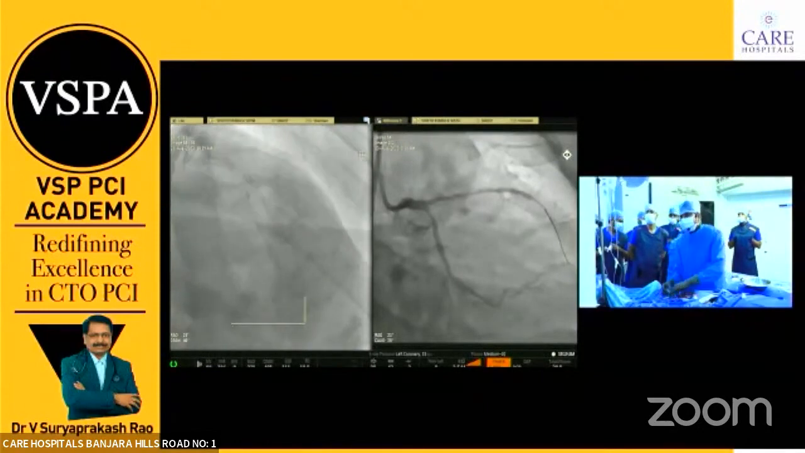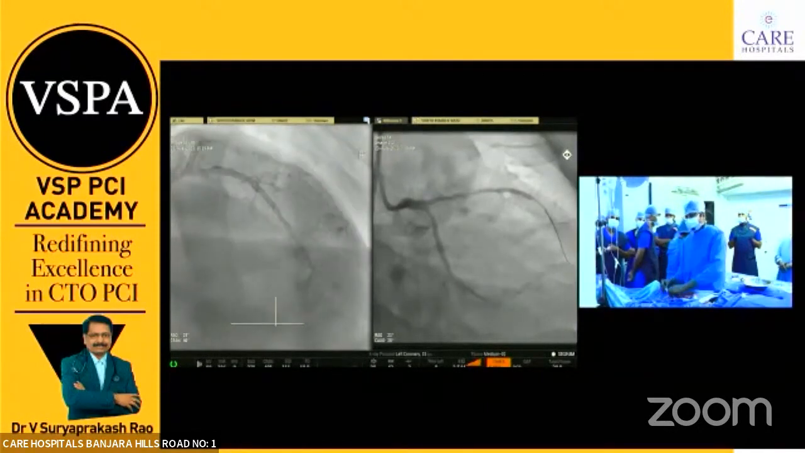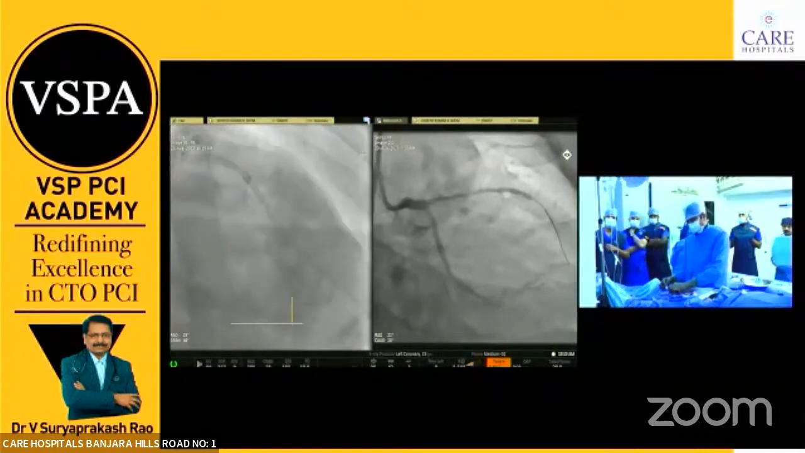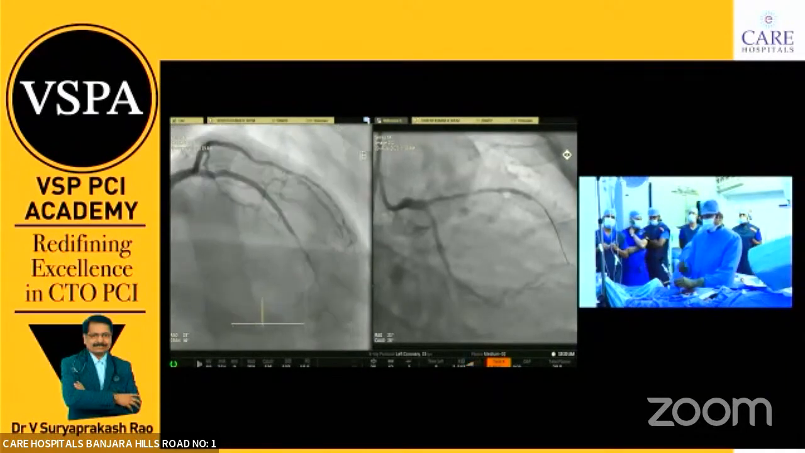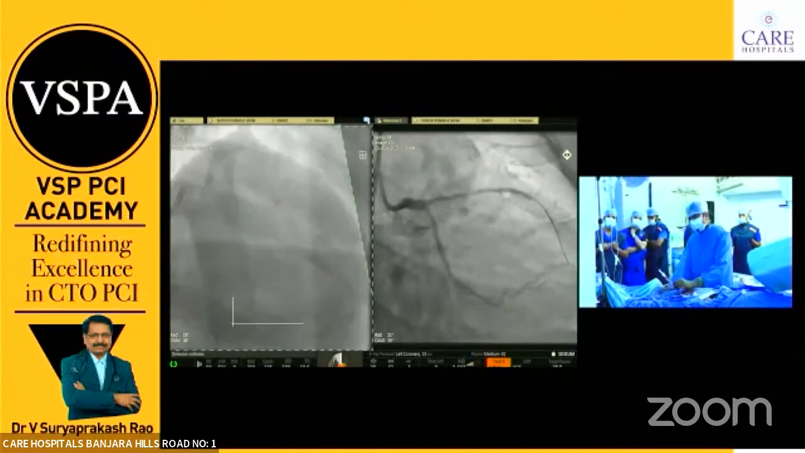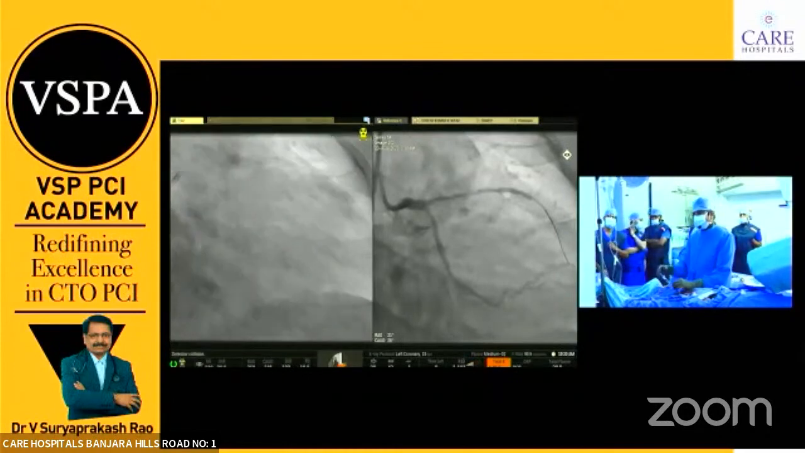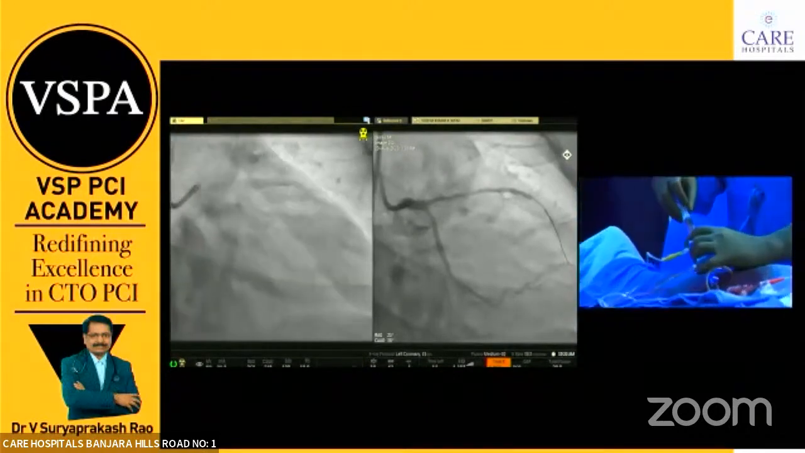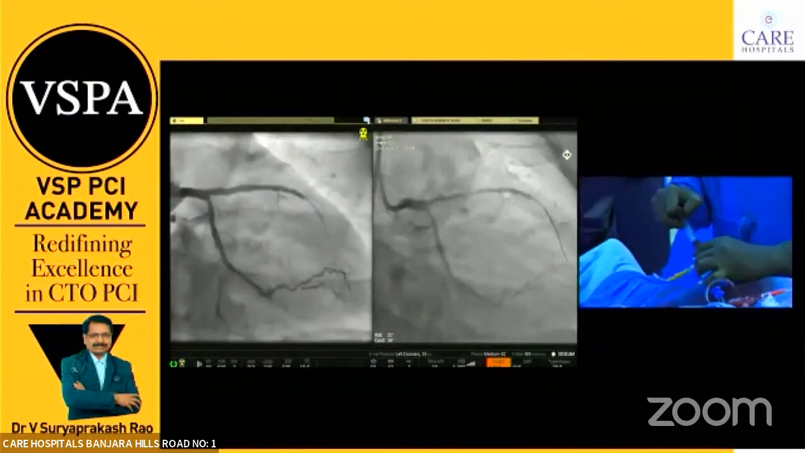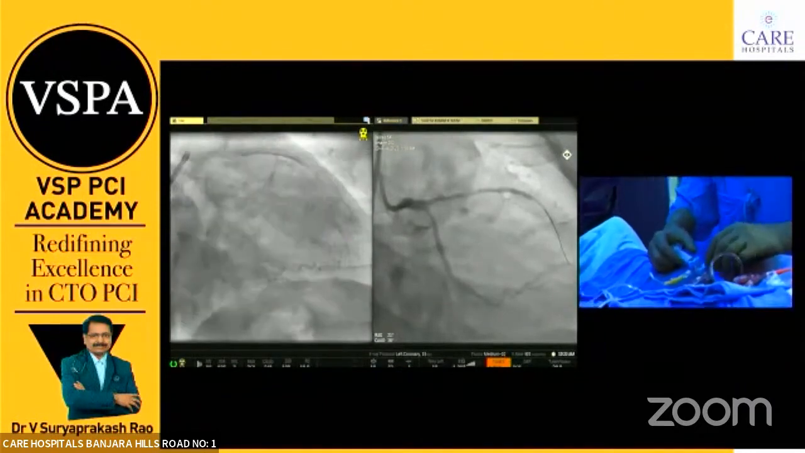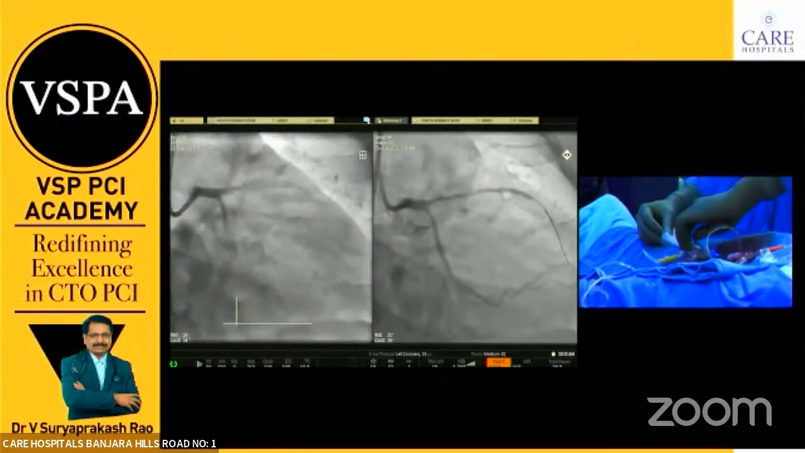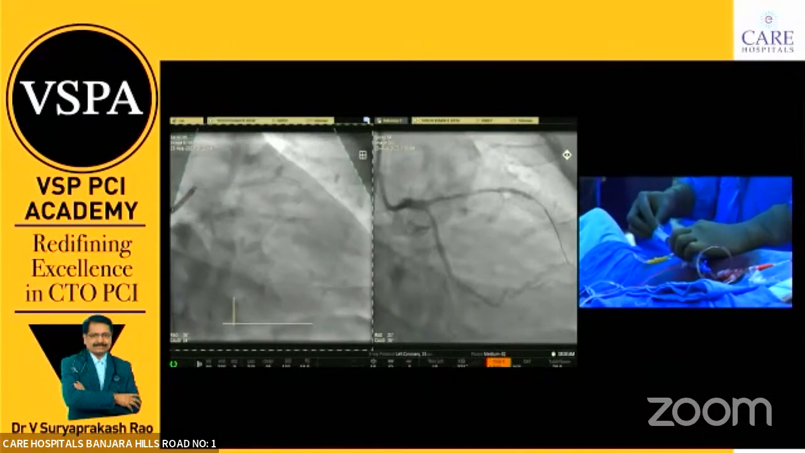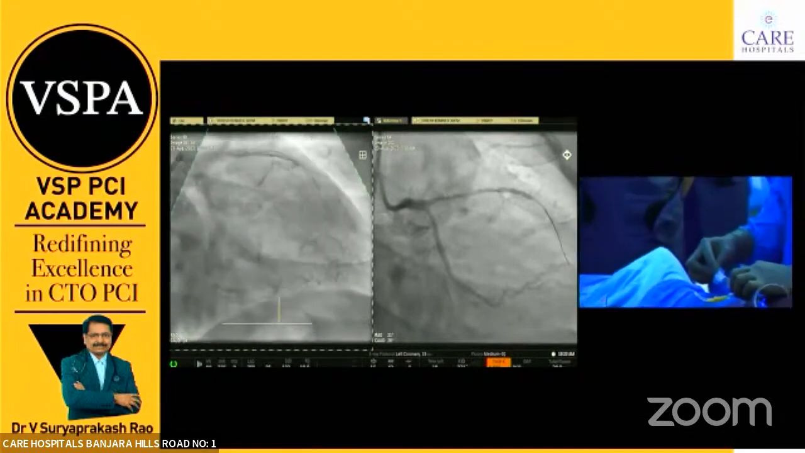Distally diseased vessel. You take a caudal view also. You take one lateral view. Usually you see the distal vessel nicely in the lateral view, even though it produces a little more radiation.